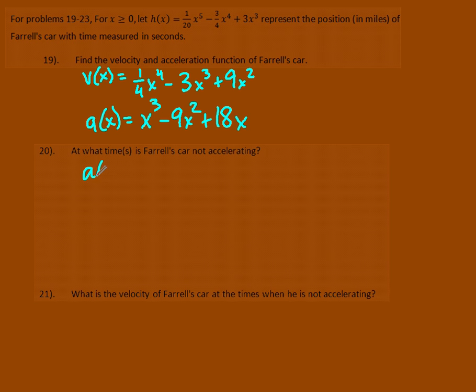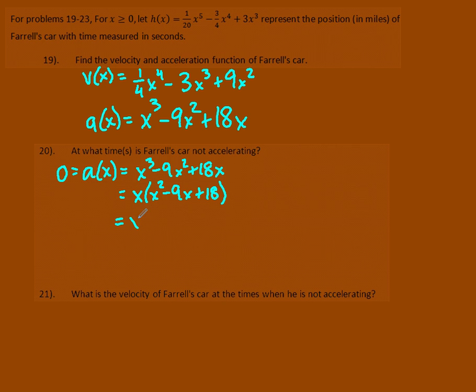Well, I'm looking at the acceleration. I want to know when it's not accelerating. That means it's equal to 0. Okay? So I'm going to take this function here, x cubed minus 9x squared plus 18x, and I'm going to see if I can factor that. Well, I know I can definitely pull out an x, leaving me with x squared minus 9x plus 18.